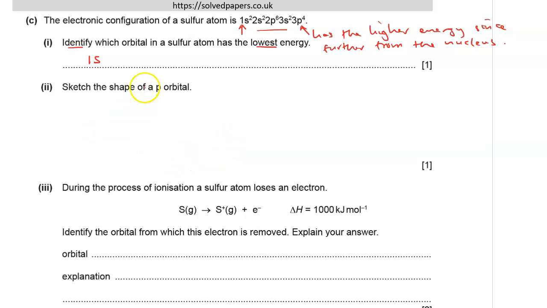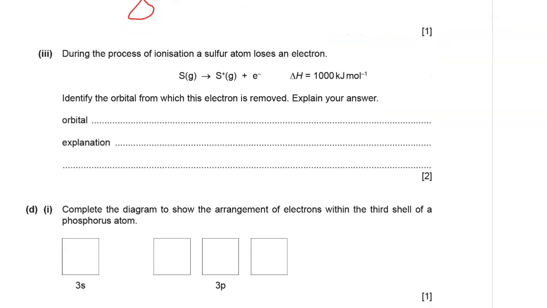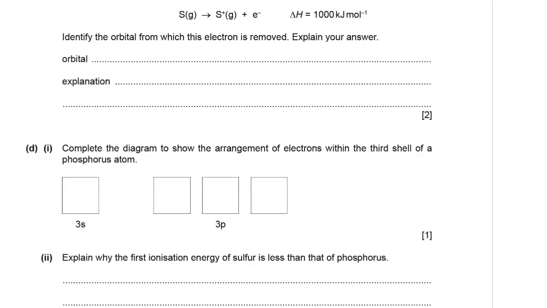Alright, sketch the shape of a p orbital. Okay, this is no problem. A p orbital looks like that. It looks like an 8. You can remember that.